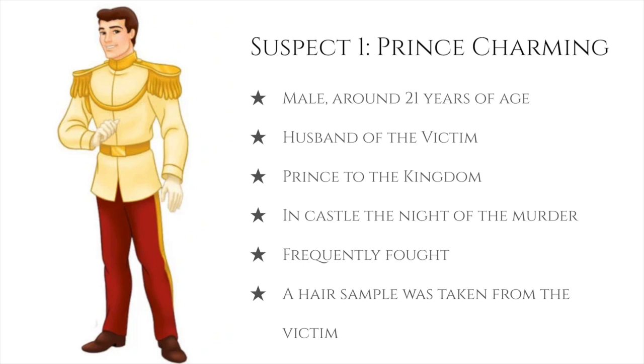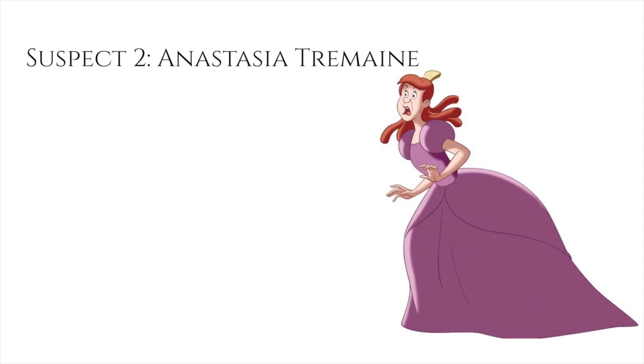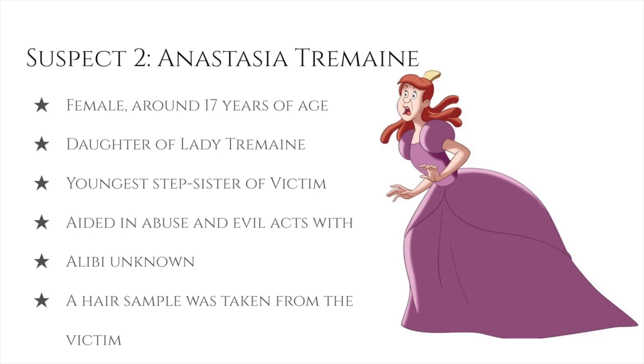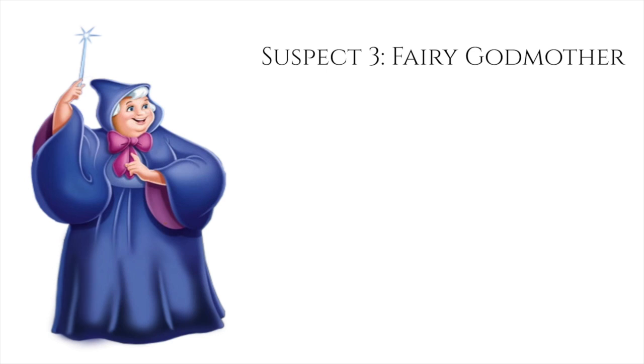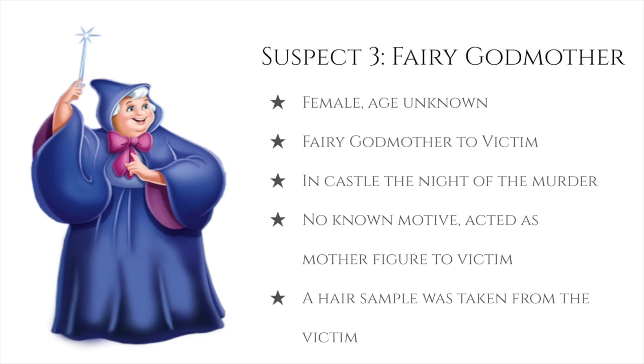Moving on to our next suspect, we have Anastasia Tremaine, the victim's stepsister. Anastasia was often mean and abusive to Cinderella when she lived with her, so she already had violent tendencies. However, her whereabouts during the time of the murder are unknown. Next, the victim's fairy godmother. The fairy godmother was like a mother figure to the victim and looked out for her. However, fairy godmother was in the castle the night of the murder, making her a suspect.